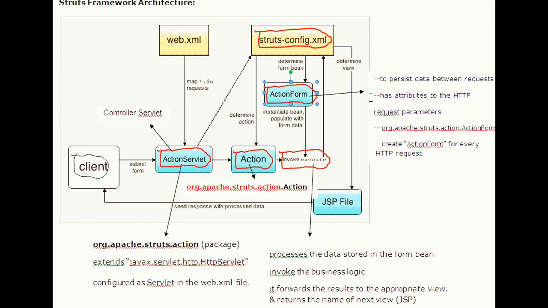In Struts, action form is a normal Java bean. Normally, inside your Java bean component, you will have properties corresponding to the HTTP request parameters along with public getter and setter methods. In Struts, your action form also has attributes or properties corresponding to the HTTP request parameters along with public getter and setter methods. What is the use of action form? Action form can be used to process data between requests.